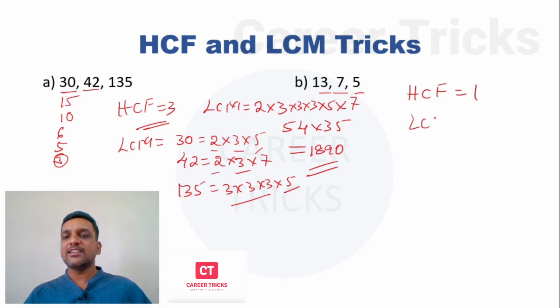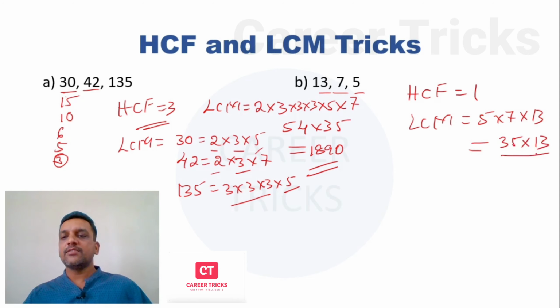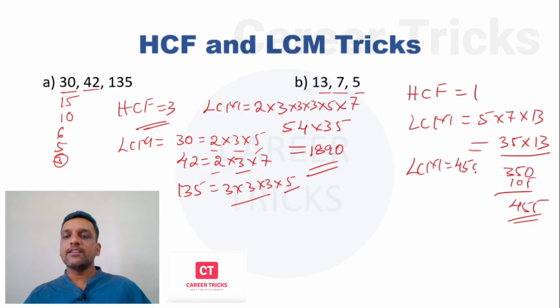When you come to the LCM, we have to directly write it as 5 into 7 into 13. After multiplying these, that is 35 into 13. If you multiply this, what will we get? 350 plus 105, that is 455. 455 will be the LCM. So LCM is 455, and HCF is 1.